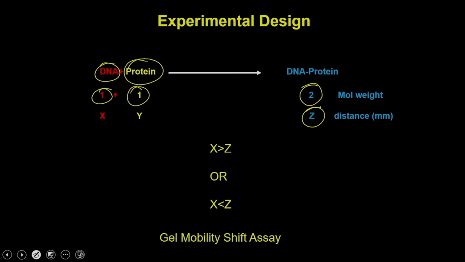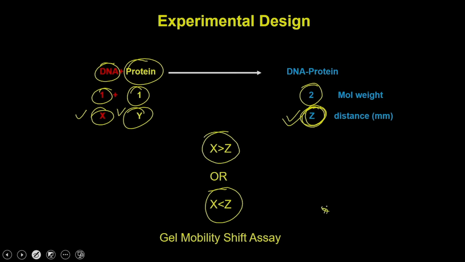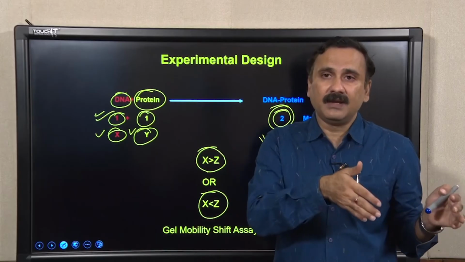So you can imagine that the DNA is of X molecular weight and the protein is of Y molecular weight. If the DNA runs for the X distance, the protein runs for the Y distance, and the DNA-protein complex runs for the Z distance, then is X bigger or smaller than Z? In this case X is going to be bigger than Z, because Z is of high molecular weight: Z is 2 units, whereas the DNA is 1 unit. So Z has less electrophoretic mobility compared to the DNA alone.